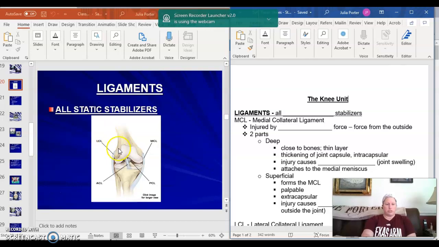So here in this picture, you see the two in the middle, the ACL and the PCL. You see the two on the sides, MCL and LCL. LCL, L is lateral, so you look for the fibula here, and it is going to attach to the fibular head. MCL, it's going to be on the medial side, so you don't see the fibula. It comes around all the way to the underneath part of the tibial plateau, right?